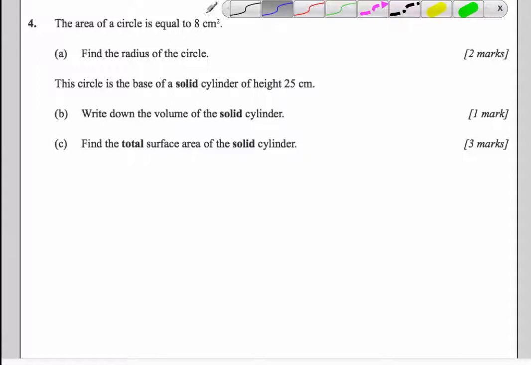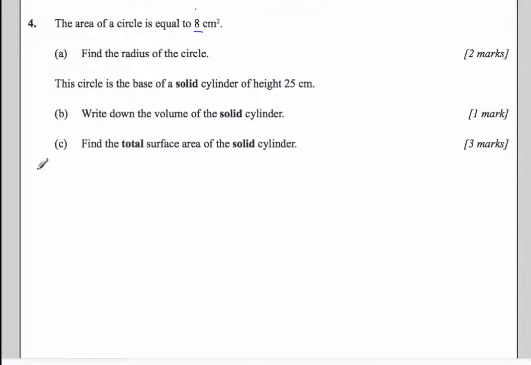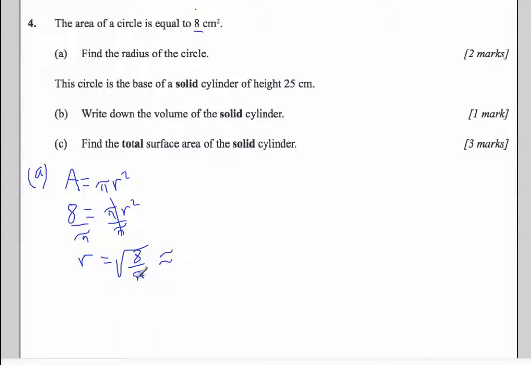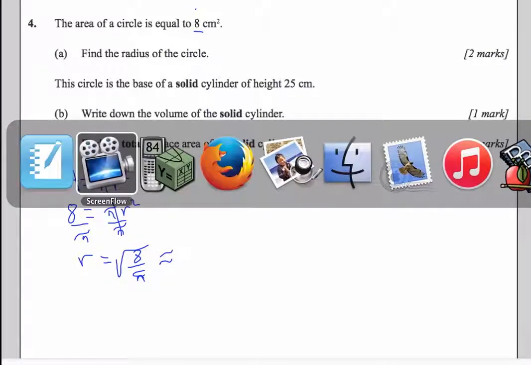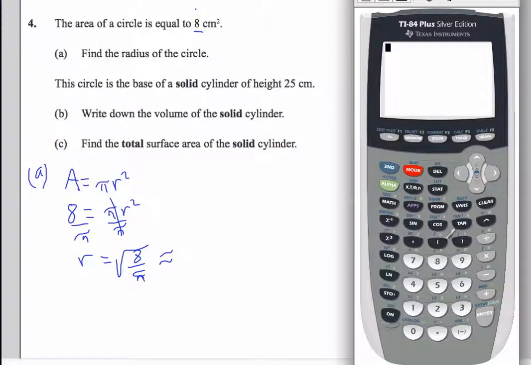Okay, next we have a problem about a circle here. The area of a circle is 8. Find the radius. So we're going to use the area of a circle formula, which is in your formula booklet, but most people have that one memorized. The area equals pi r squared. So we're given the area is 8. So 8 equals pi r squared. We can solve this. And we get r equals root 8 out of pi. And I'm going to get an approximation for that now. Square root 8 divided by pi. I'm going to write out a bunch of digits here.